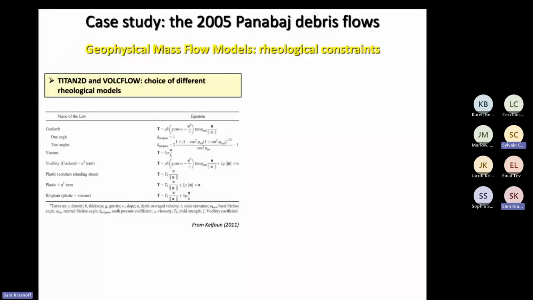we tried to use Titan2D and VolcFlow. For that, we were using mostly a Coulomb rheology with an internal friction angle and basal friction angle, the same as what we did for the PDC last week. But then, in addition, we're putting in a solid volume fraction, and so the flow is able to be separated into a water phase and a solid phase. And then we use another model next that is called Flow2D.